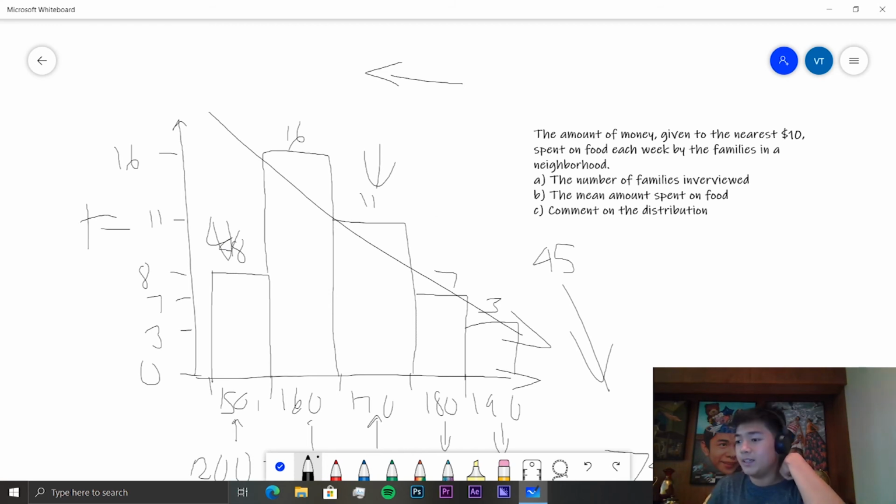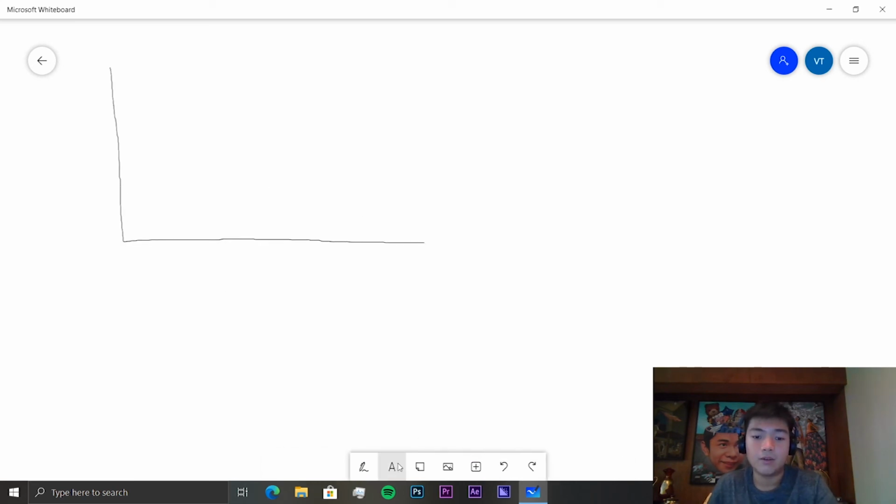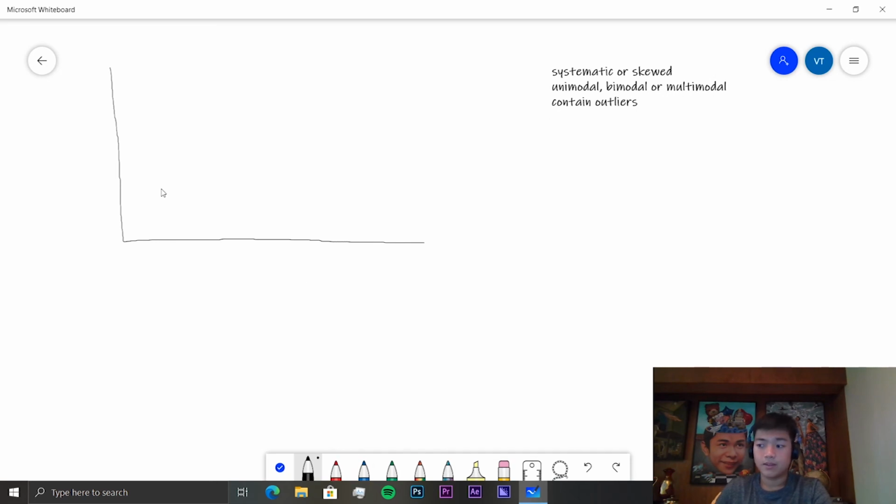Okay. Finally, we have the last question, and let me draw the histogram. But we need to determine whether the histograms are symmetric or skewed, unimodal, bimodal, or multimodal, and contain outliers. So the first frequency chart we have is here.